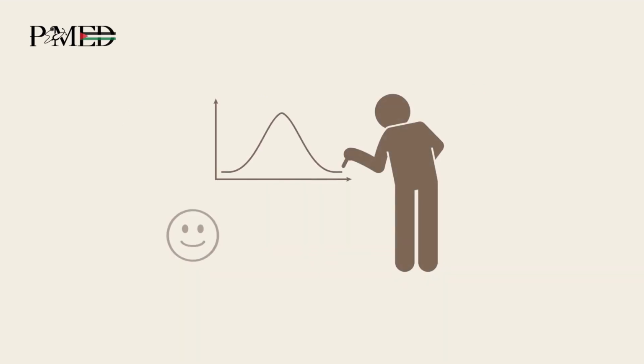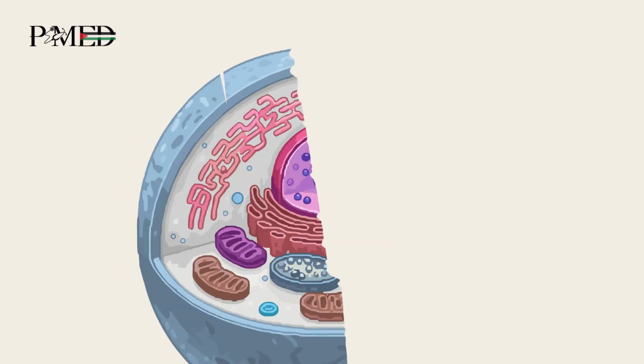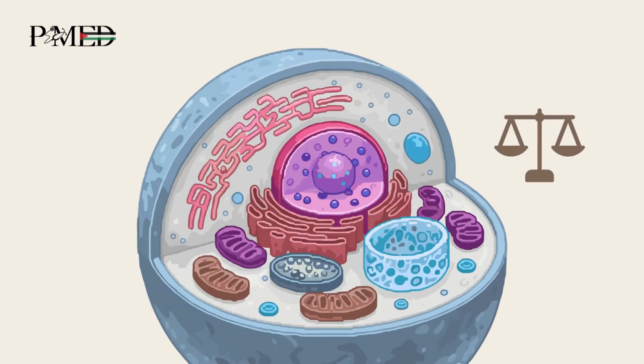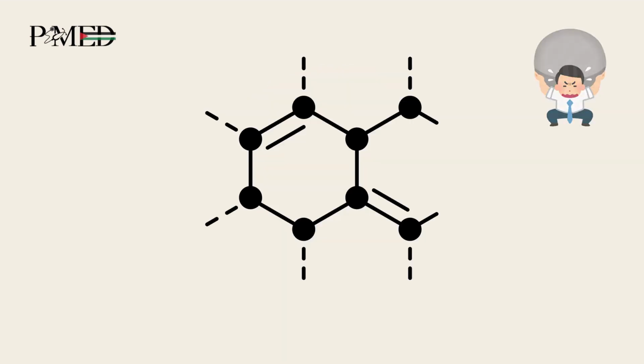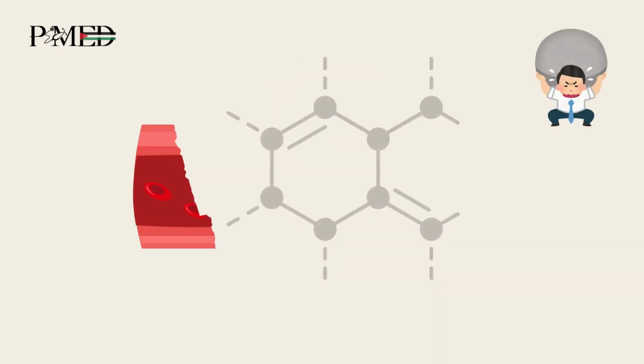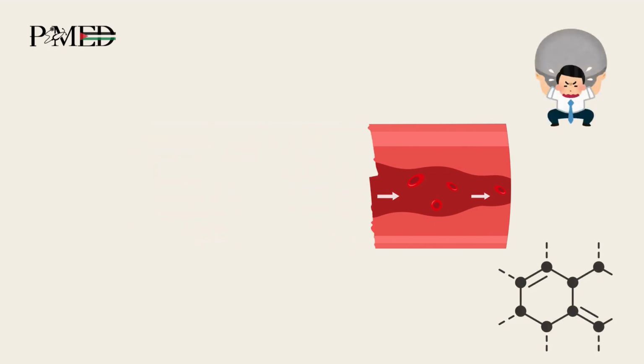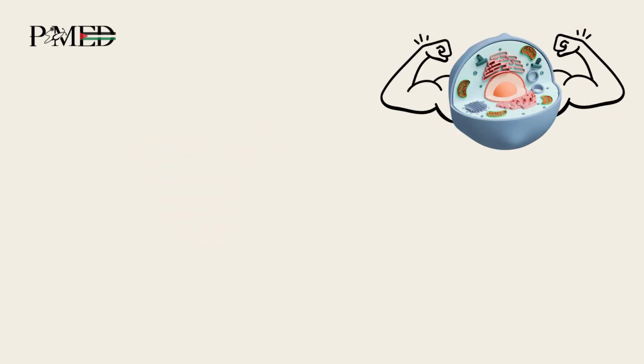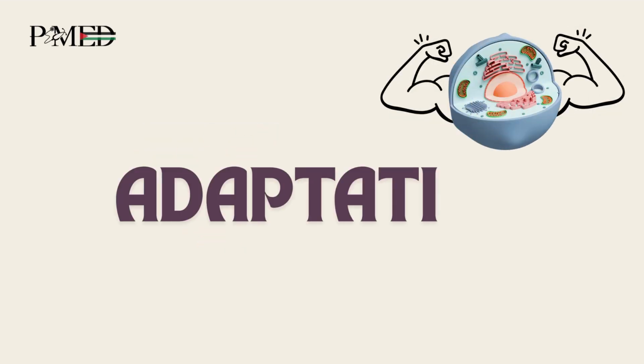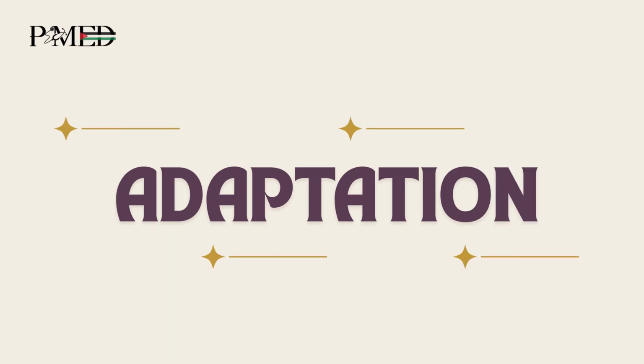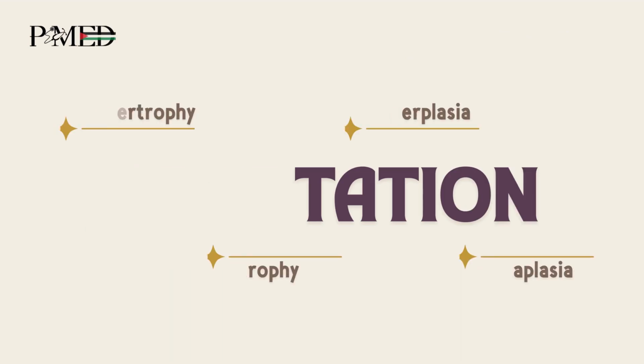Under normal conditions, cells exist in a stable internal environment called homeostasis. But when that balance is disrupted by increased workload, hormonal signals, or reduced blood supply, cells shift into a new steady state. This process is what we call adaptation, and it follows four main patterns.